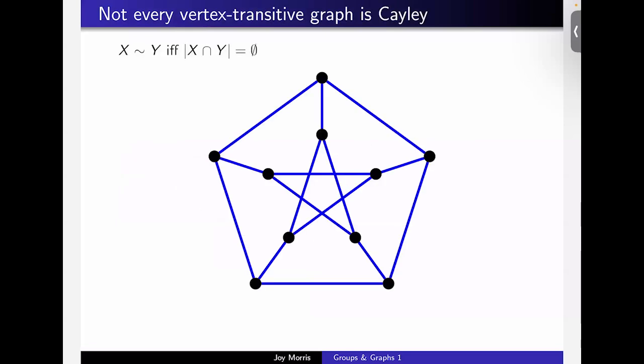The converse of this is not true. Not every vertex transitive graph is Cayley. So I can define the Petersen graph, for example, here as a Kneser graph. The vertices are subsets of size 2 from 1, 2, 3, 4, 5. So for example, I can make this 1, 2, and we make 2 subsets adjacent if and only if their intersection is empty. So 1, 2 will be adjacent to 3, 4, and also to 3, 5, and also to 4, 5.